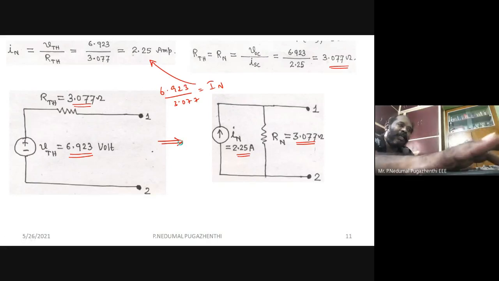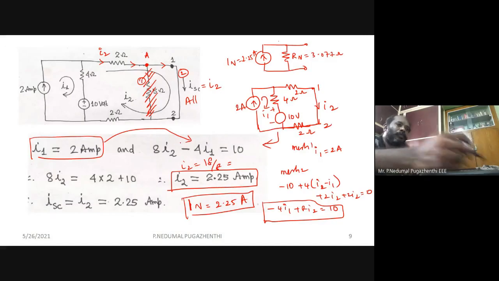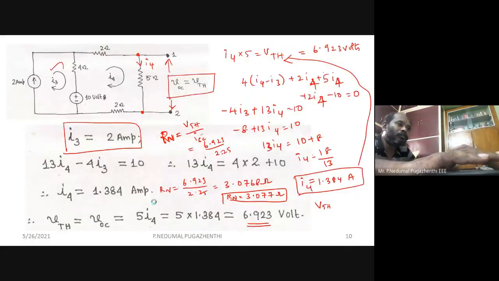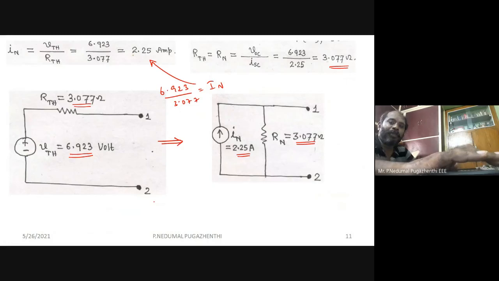Your problem has ended here. You can see that you have found IN, and on the previous slide you have found your RN. So your problem has ended here. What I tried to show you is that you can work on the Thevenin circuit, and from the Thevenin circuit you can also find your Norton's part by just source transformation. That is also possible. Is that okay? Everybody, do you understand that?